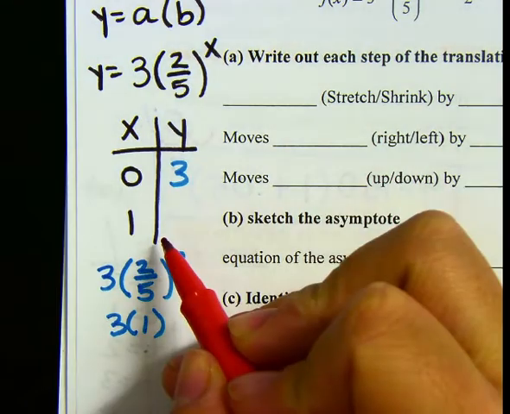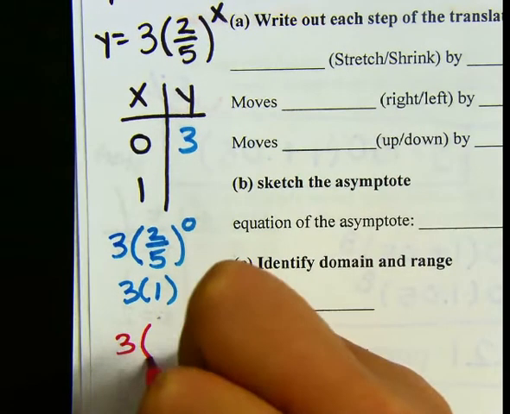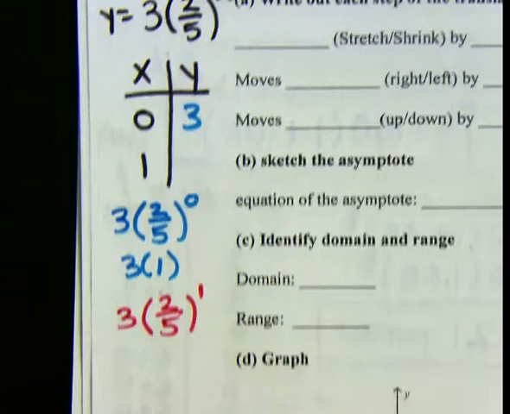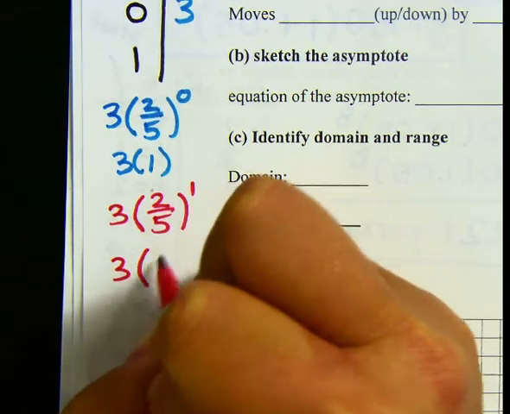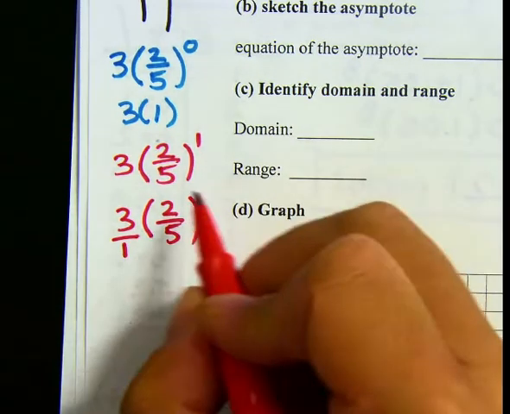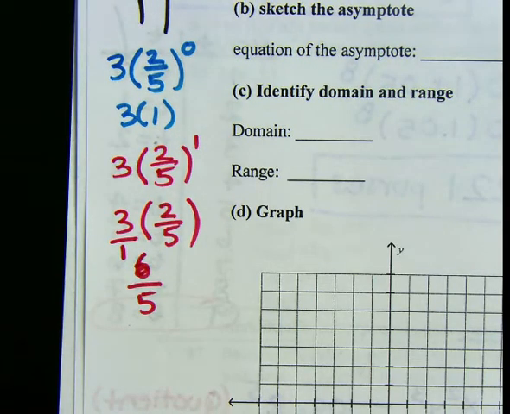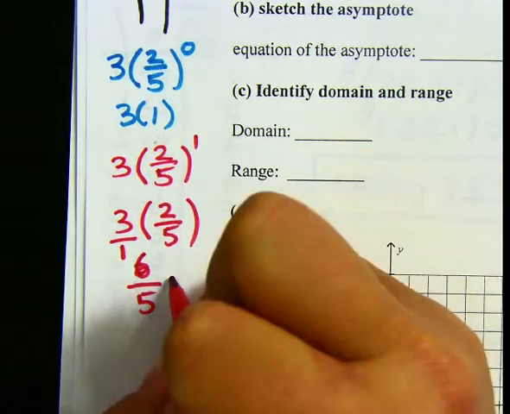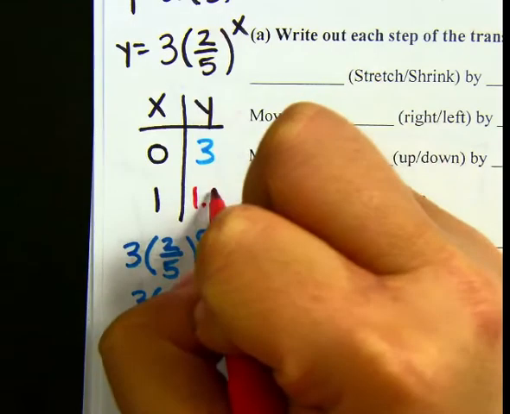I plug in a 1, so 3 times 2/5 to the first power. Anything to the first power just stays as is. Multiply those two fractions. I can put this over 1. You know, multiplying fractions, you just go across. So that's 6 over 5, sorry. And then you put this into the calculator if you want to know. It's going to give you 1.2. So when I plug in a 1, I'll get 1.2.